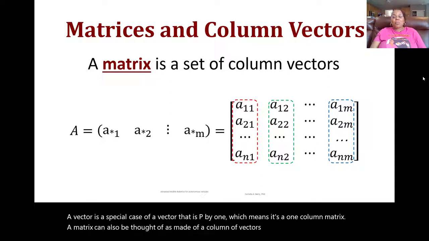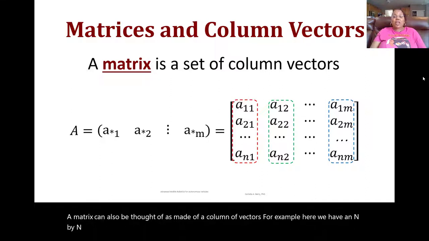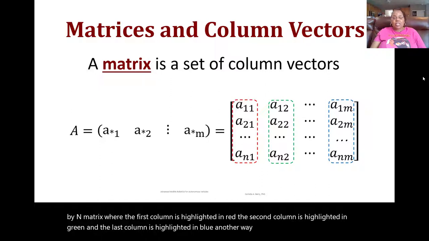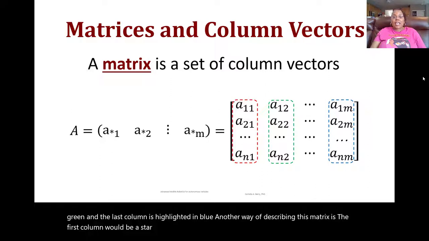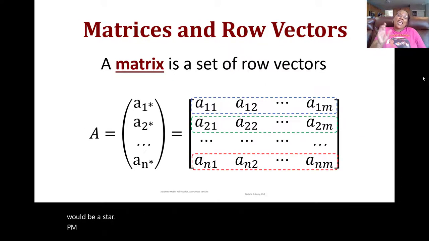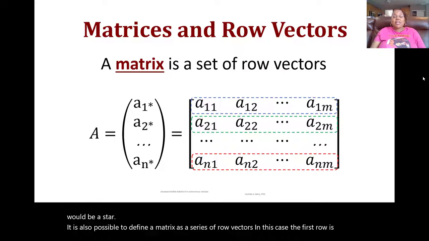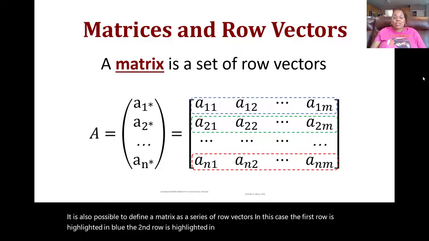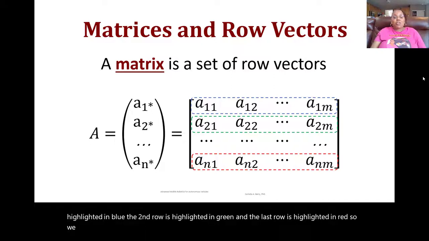For example, here we have an n by m matrix where the first column is highlighted in red, the second column is highlighted in green, and the last column is highlighted in blue. Another way of describing this matrix is the first column would be A star 1, the second column would be A star 2, and the final column would be A star m. It is also possible to define a matrix as a series of row vectors. In this case, the first row is highlighted in blue, the second row is highlighted in green, and the last row is highlighted in red. So we could describe that first row as A1 star, the second row as A2 star, and the last row as An star.